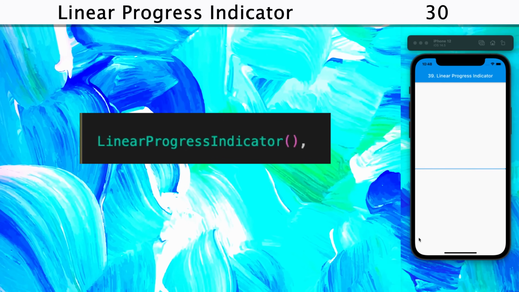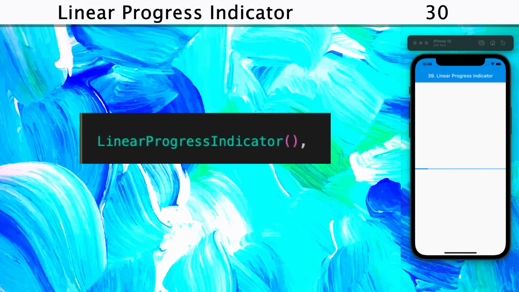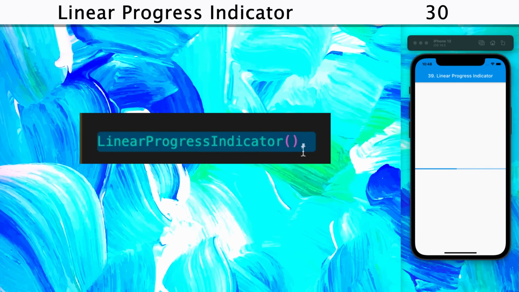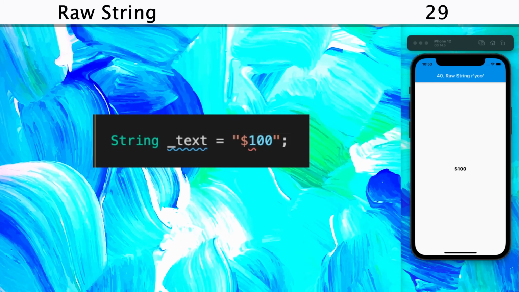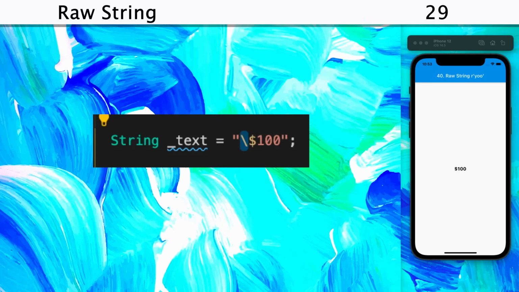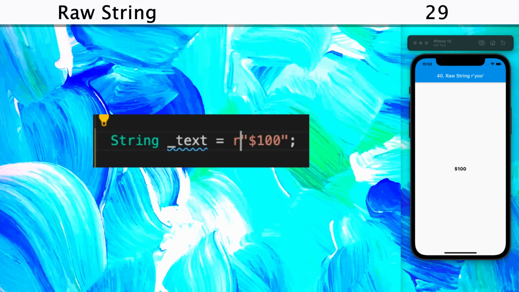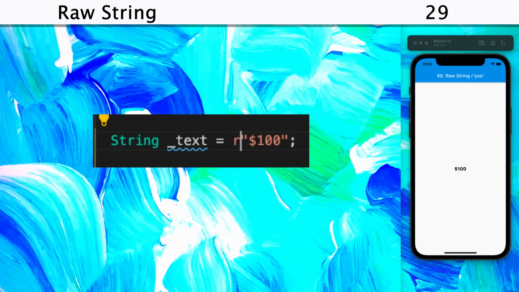If you want to display a loading screen for your user, then you can use the linear progress indicator widget. If you want to add the $ sign inside a string, you could use the backslash. But did you know that you could use the R before in order to make it a raw string?